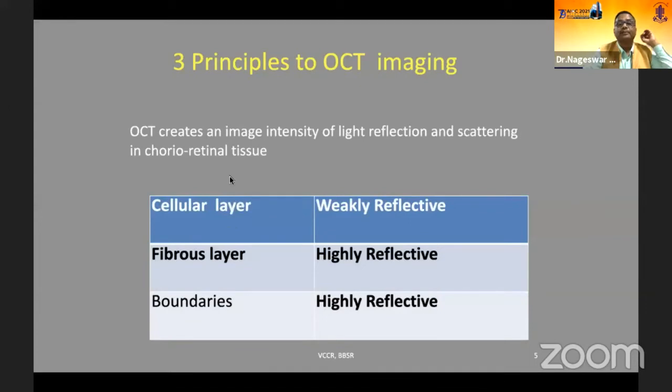The basic principle in OCT imaging for diagnosis is that we read the OCT by looking at the scan, whether it is weakly reflective or highly reflective. Usually the cellular layers are weakly reflective. They appear as dark zones, and the highly reflective layers appear as bright zones.